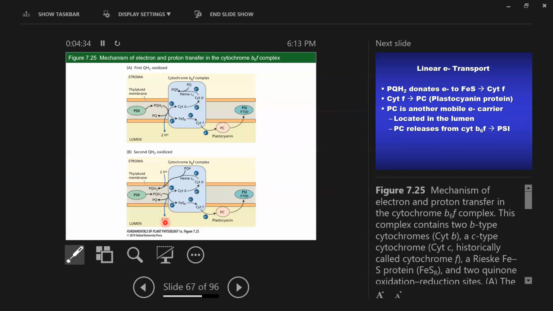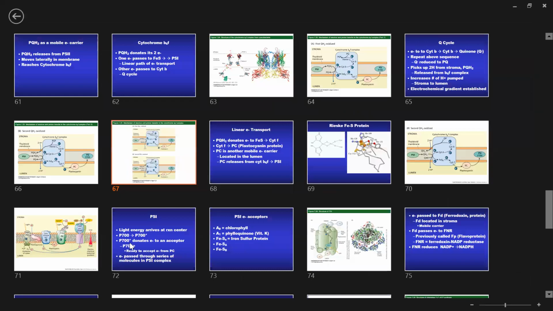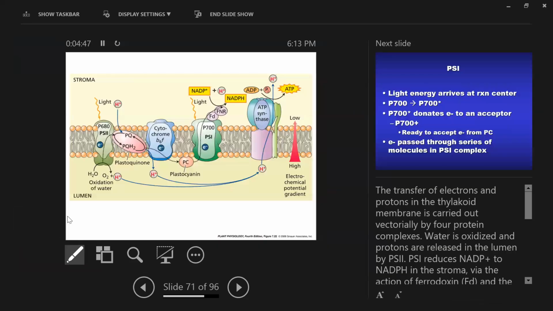So you get this buildup of protons in the lumen and less in the stroma. So that will get you your proton gradient. And so they're trying to show that here as well, where you see protons getting pumped across from stroma to lumen. Water is releasing protons in the lumen. So you get this buildup of protons.